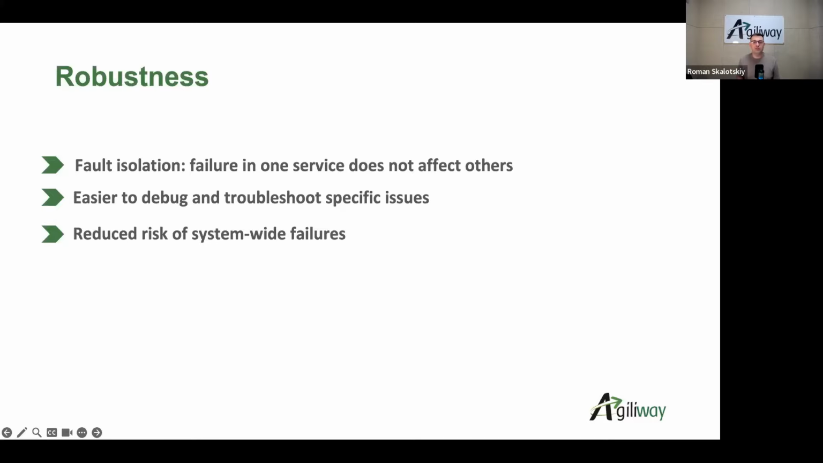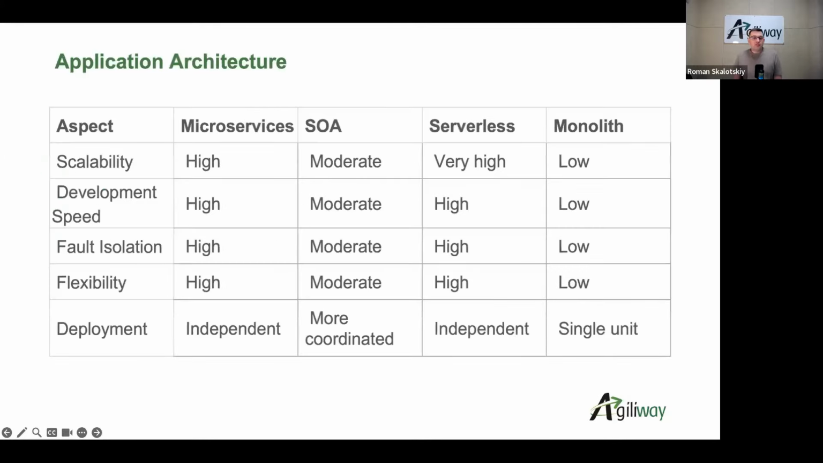And these are two main advantages of microservice architecture. Next slide is application architecture. Now I would like to talk with you about the application architecture. What is the application architecture and the difference among architectures?